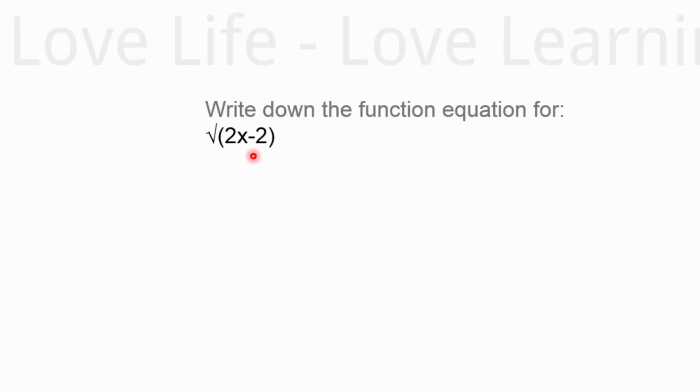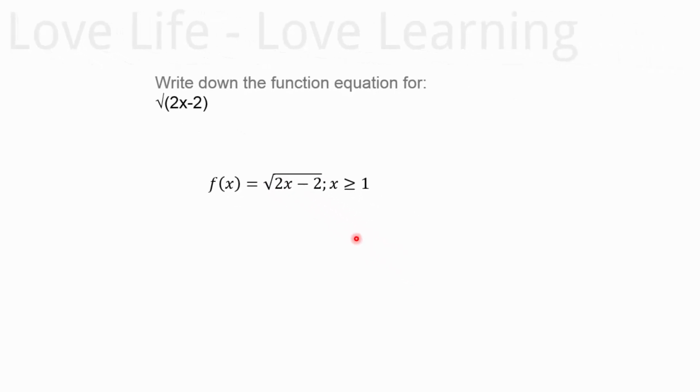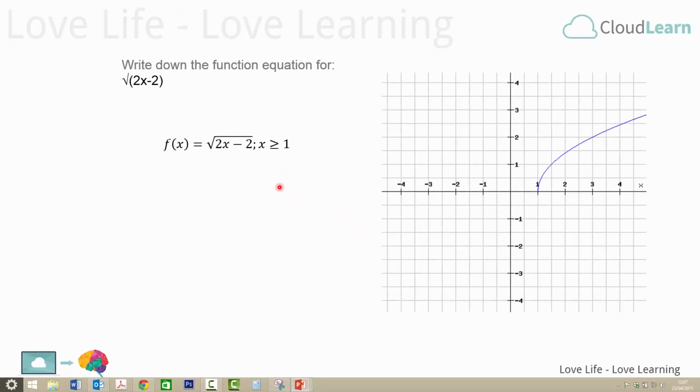Now, this is indicating to us that the value that we're looking for here is 1. Now we'll take a look at the actual function expression itself, and here it is. You'll see that we can write it down as f of x equals the square root of 2x minus 2, so long as x is greater than or equal to 1. Any value less than 1 will give us a negative number in here, which we can't take the square root of. Let's have a look at the graph for that.